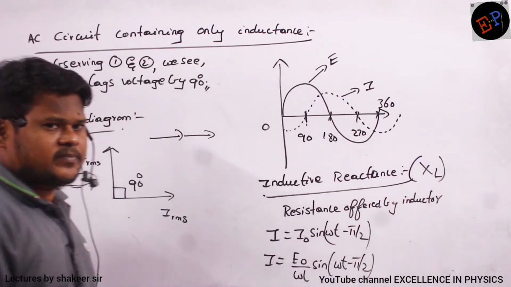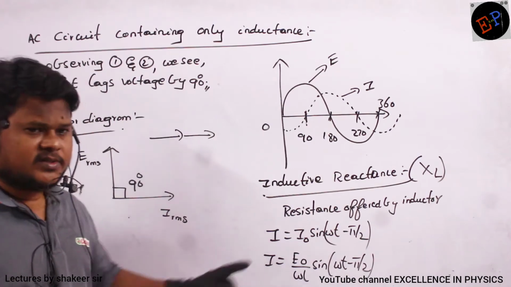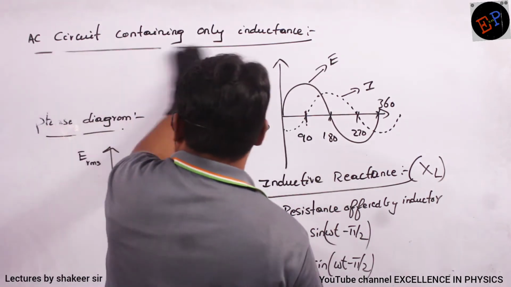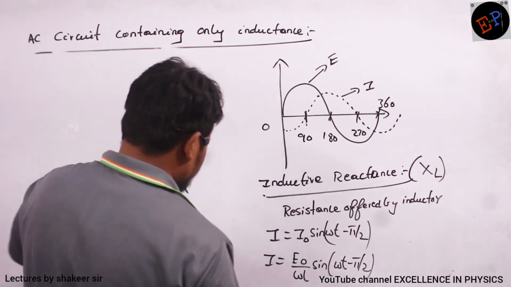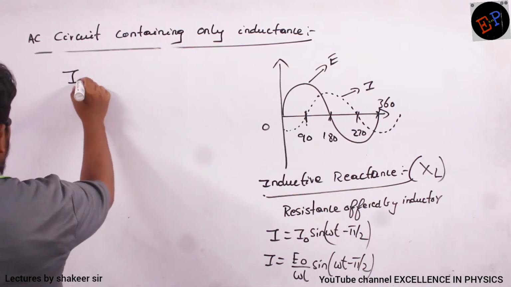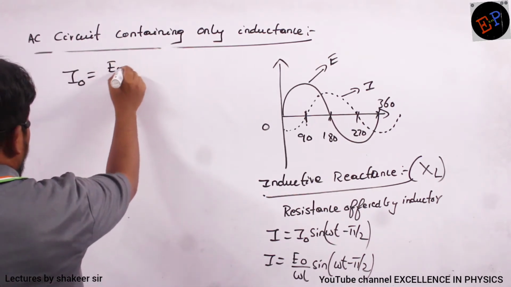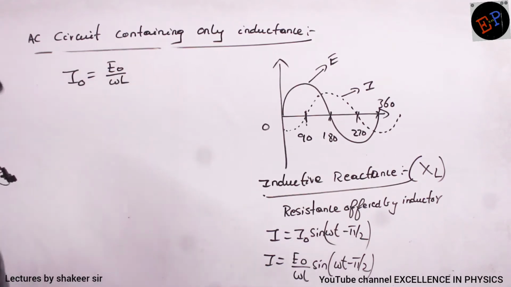Are you able to understand? Now if you compare both these equations, what do we understand? If I compare these two equations, I can say I naught is equal to E naught divided by omega L. This is what I get, no? Are you able to understand?